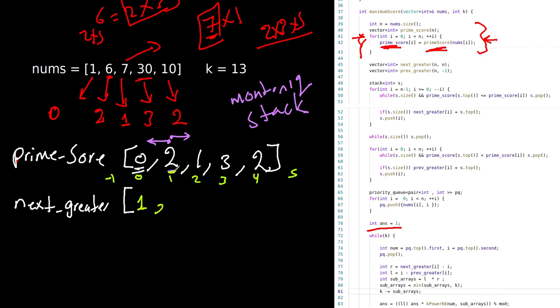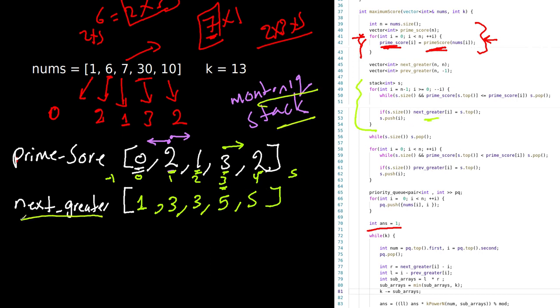For 2, the first element that is greater than 2 is at 3. For 1, it's 3. For 3, it's 5, because there is no greater element in the right side of 3. For 2, it's 5. So with this algorithm, monotonic stack, for next greater we will have this array at the end.